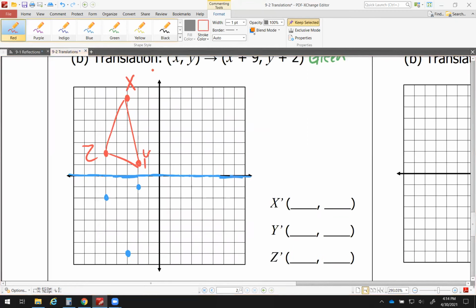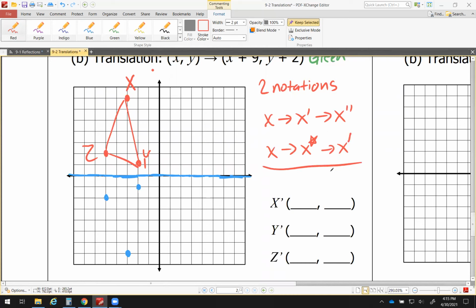And I just want to make a brief note here. There are 2 notations you can use, and I'll tell you why I choose the one that I'm going to choose. The first is to go from x to x prime to x double prime. The second is to go from x to some other notation like x star to x prime. And this is the one I'm going to use, the second one, because first of all, the answer is asking for x prime. And so if I have x prime on the graph, it's confusing as to whether or not the final answer is prime or double prime.